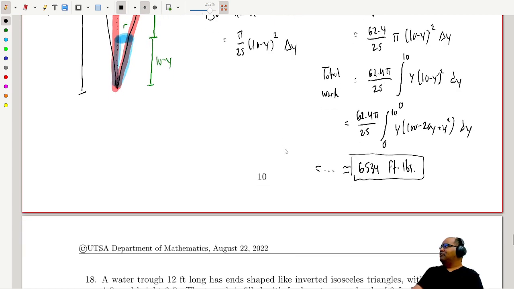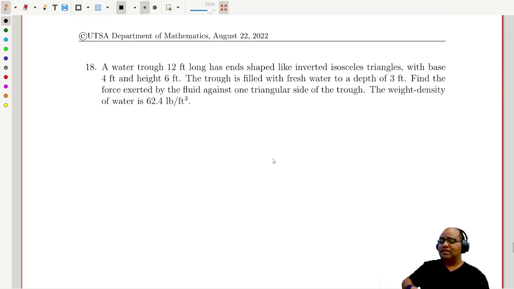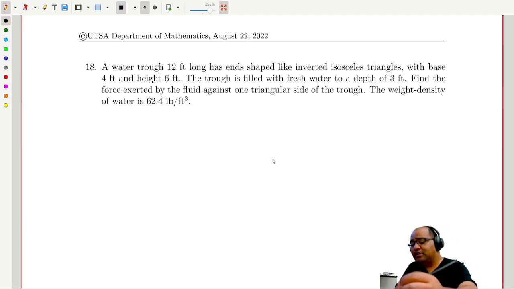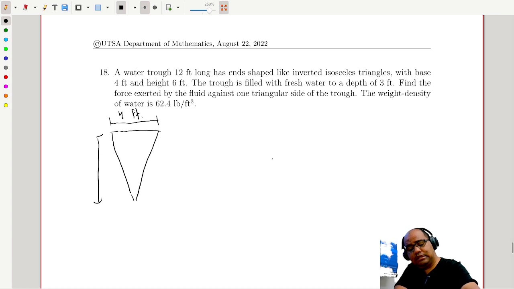All right, let's look at this last one. Now we have a water trough. It's 12 feet long, and the ends are shaped like little inverted isosceles triangles, the base of which is 4 feet, and the height is 6 feet, so let's draw something like that. So across here is 4 feet, and height is 6 feet.